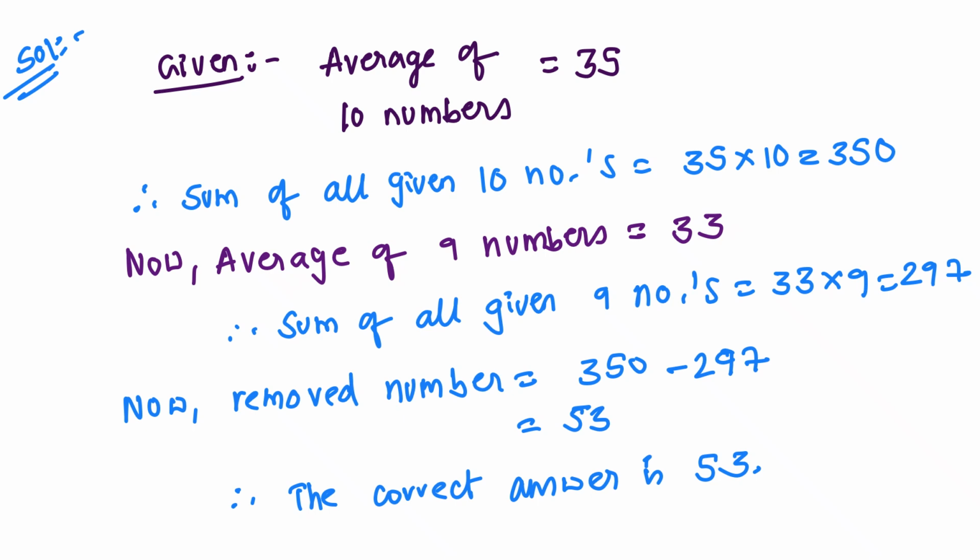Now, average of 9 numbers is equal to 33. Therefore, sum of all given 9 numbers is equal to 297. Now, we subtract 297 from 350. Then we get answer as 53. Therefore, the correct answer is 53.